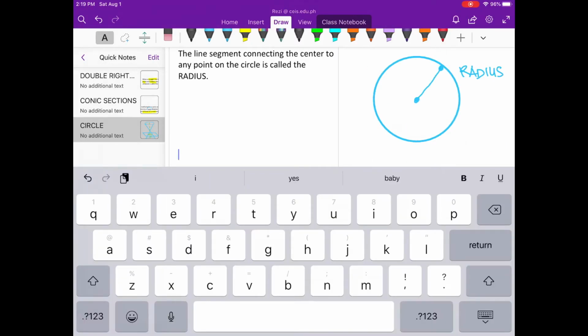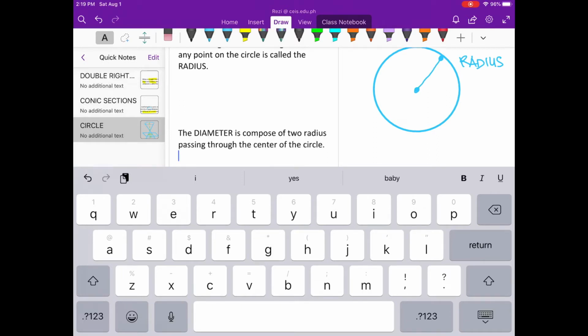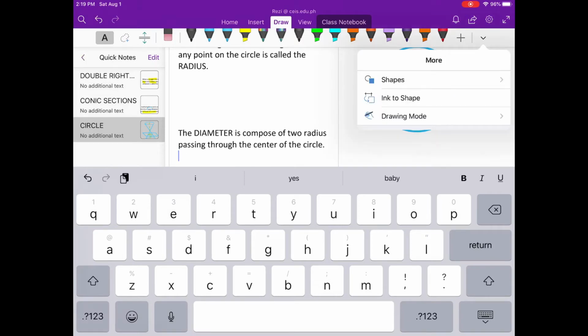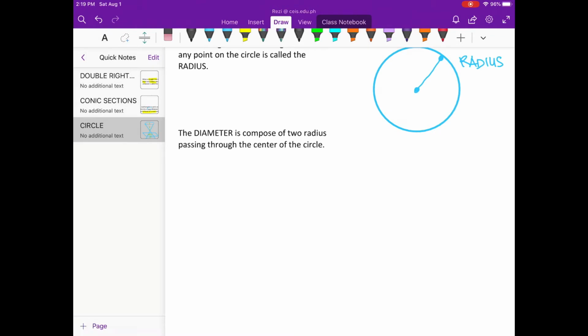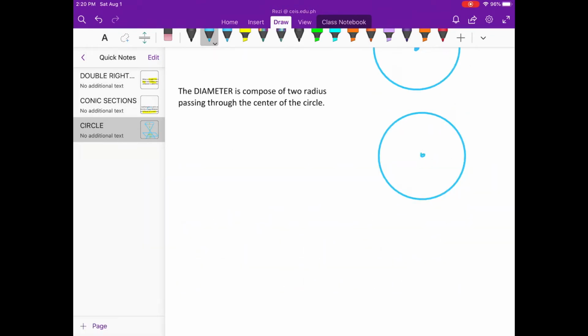The next part is this. The diameter is composed of two radii passing through the center of the circle. So let's try to draw. For example, one radius is here and the other one is on the opposite side. So that is called the diameter.